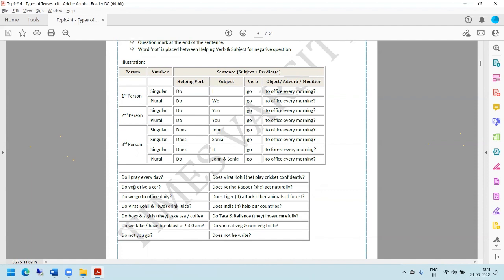Okay, so like, do you drive a car? The affirmative was, you drive a car. Negative was, you do not drive a car. Simple question is, do you drive a car?